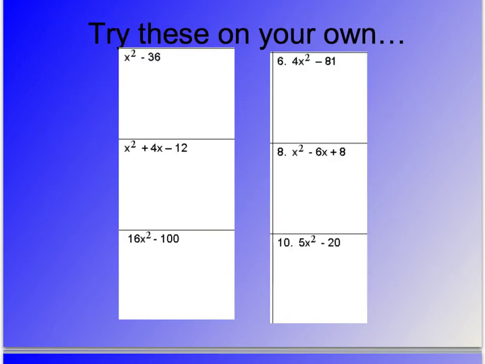Now, here are just a few problems you can try on your own before you come to class tomorrow, and that will help us get started on the assignment and help see where you might need help before we even begin. I will tell you that the bottom two have a GCF that you need to take out before you do anything else.